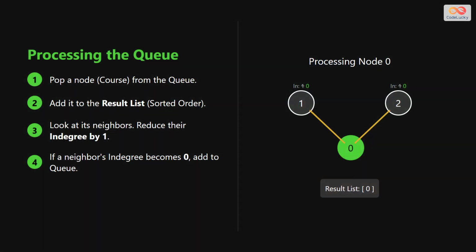Now we enter our main processing loop. We remove a course from the front of the queue and add it to our result list. This represents taking the course. Once a course is taken, its prerequisites are satisfied. So, we look at all the courses that depend on this one, and we reduce their Indegree by 1. If any neighbor's Indegree drops to 0, it means all its prerequisites are met, so we add it to the queue.